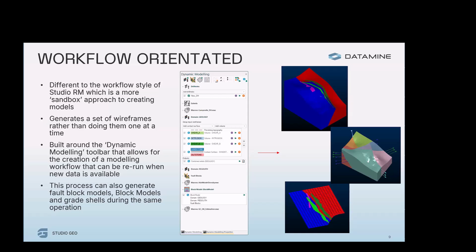With Studio Geo, we're not going to go into every tool today, obviously, but just know that this process can also generate and do a number of different tasks. So we can also generate fault block models, we can generate block models, and we can add macros. There's a lot of different things that we can do with Studio Geo. And once we do have this workflow set up, it does make it very easy to go through and update our data.